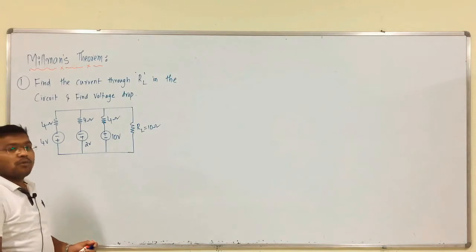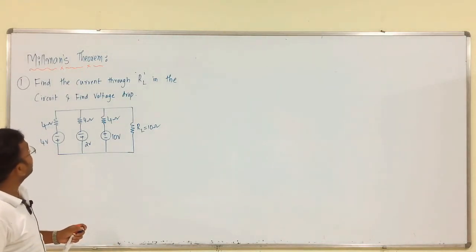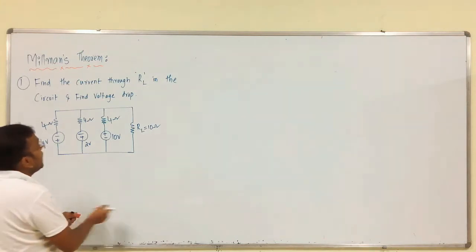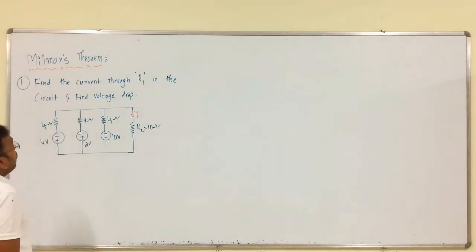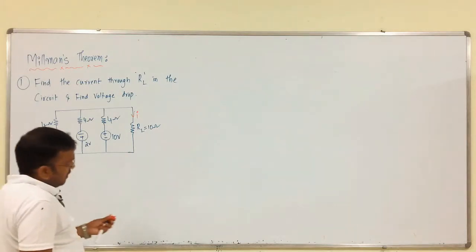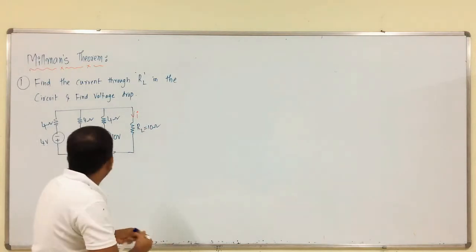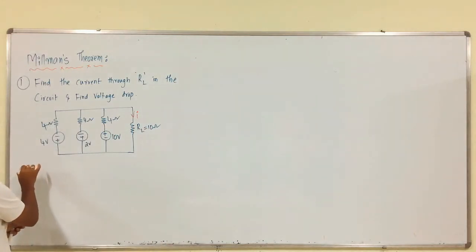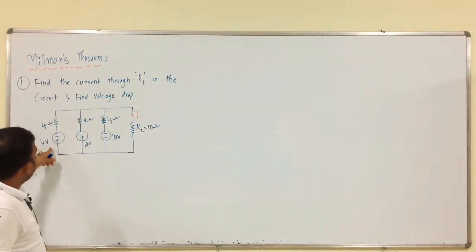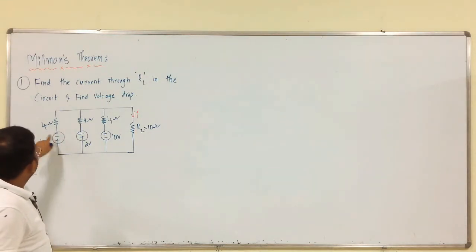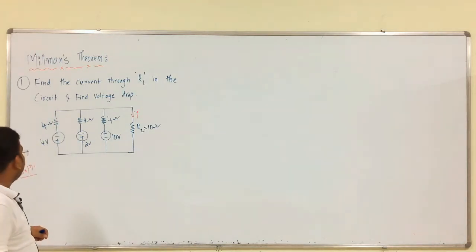Let us discuss problems on Millman's theorem. This is the first one. In this, find the current through RL. We have to calculate the current through this branch, and in the circuit, find the voltage drop. So, by using Millman's theorem, we have to calculate the current through this branch as well as the voltage drop, right. See, here we have voltage sources with series resistances in every branch, which are connected in parallel, right.